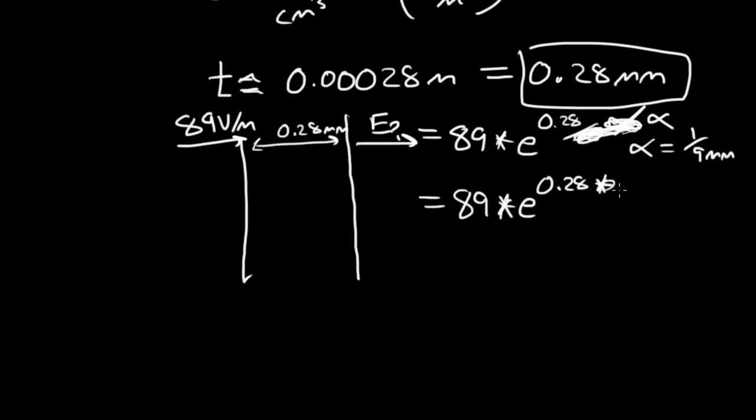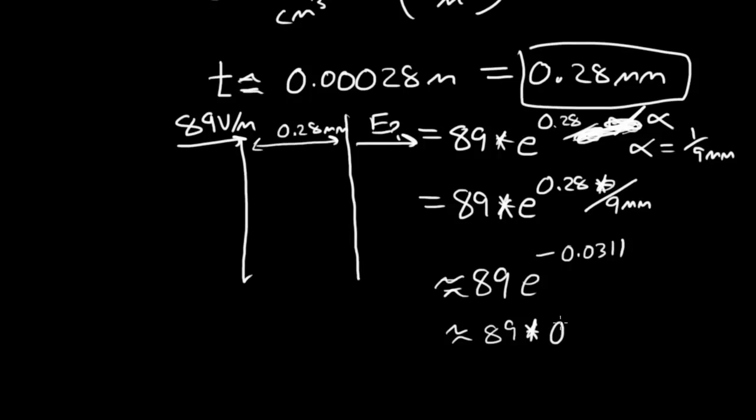Okay. 0.28 divided by 9 millimeters. I apologize for things getting a little sloppy here. That is approximately equal to 89 e to the minus 0.0311, which is approximately equal to 89 times 0.969. There's not a lot of absorption that happens here, and that equals 86.2 volts per meter. So this E is 86.2 volts per meter.